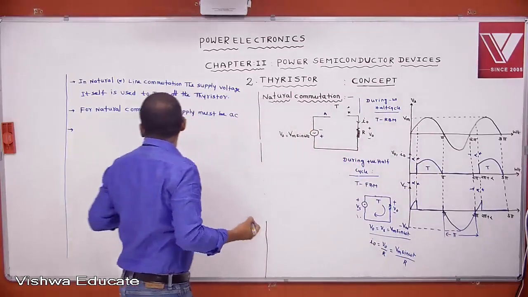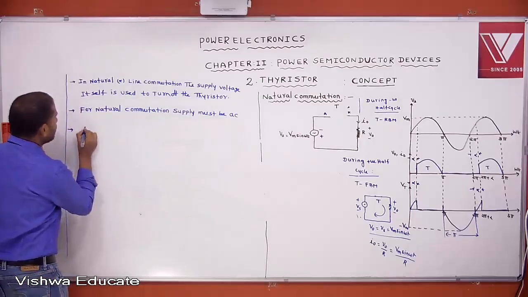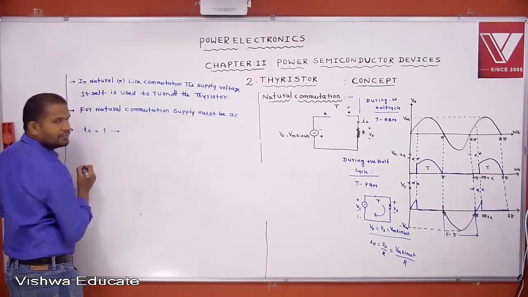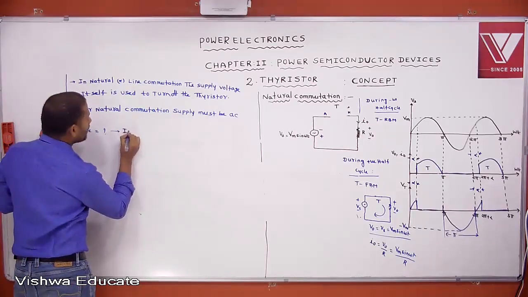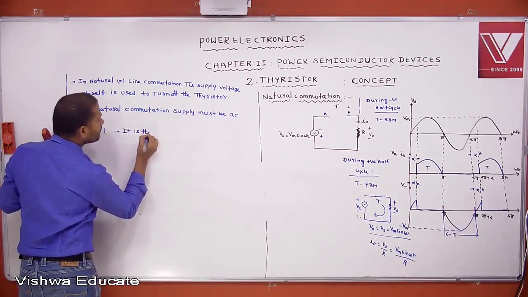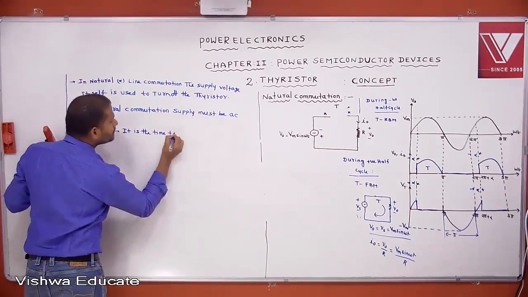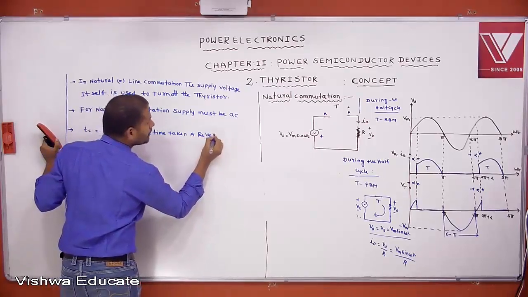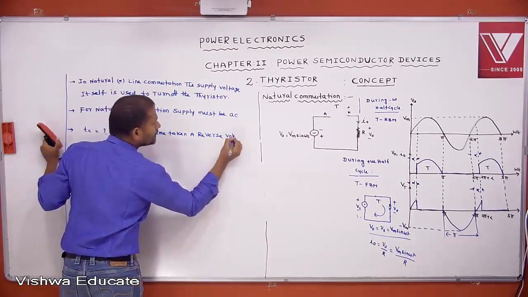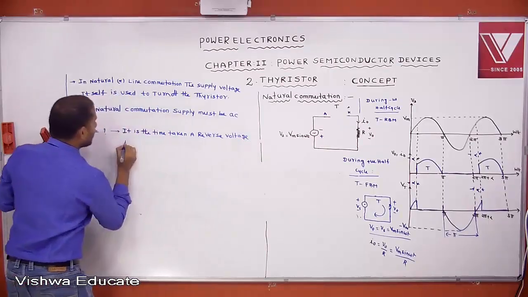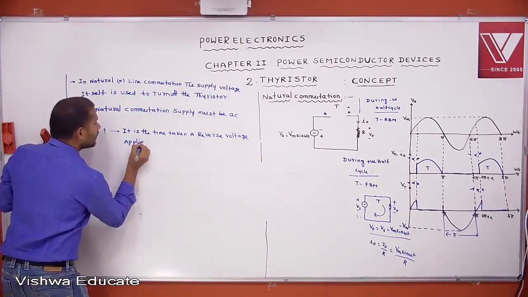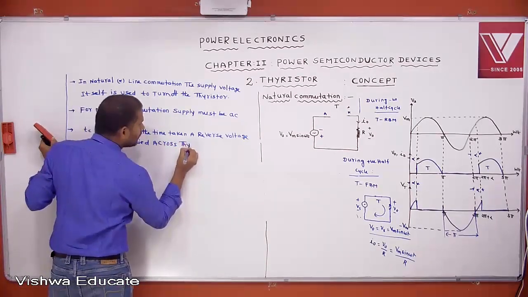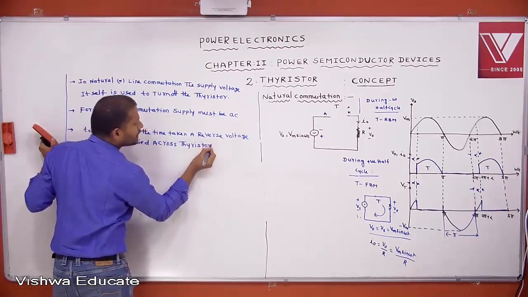Understood? Then in natural commutation, the circuit turn off time is equal to dash. What do you mean by circuit turn off time? It is the time taken, a reverse voltage applied across the thyristor in one cycle.